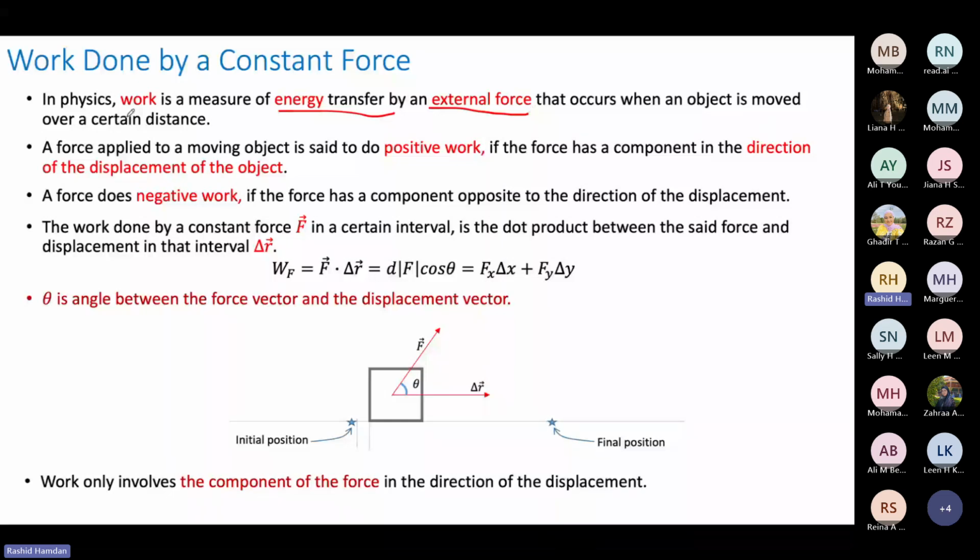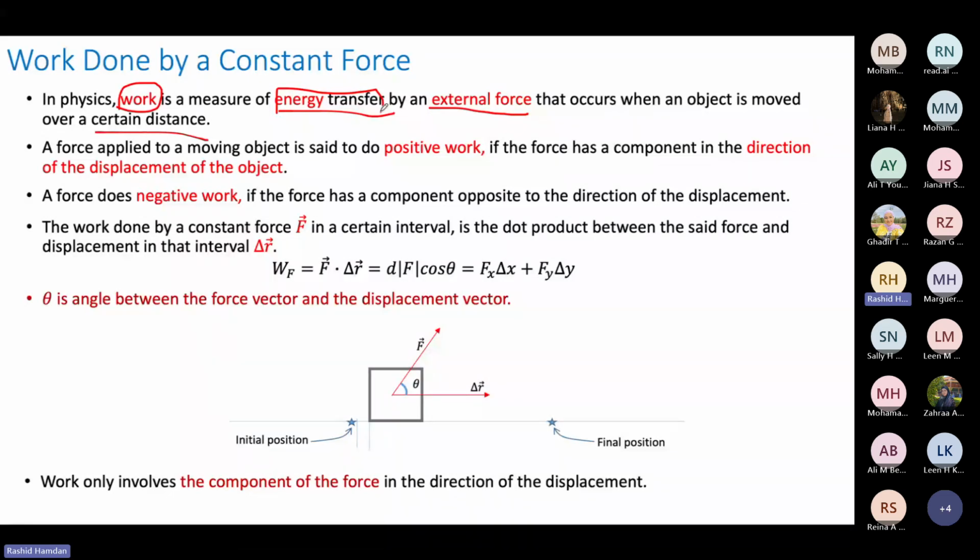So if we have a moving object, and we apply an external force on it, this force could transfer energy to the object. This transfer of energy is the work done by the force. This definition is nice, but the thing is we don't know what energy is yet. So we're going to leave it for a little bit and see how that works.